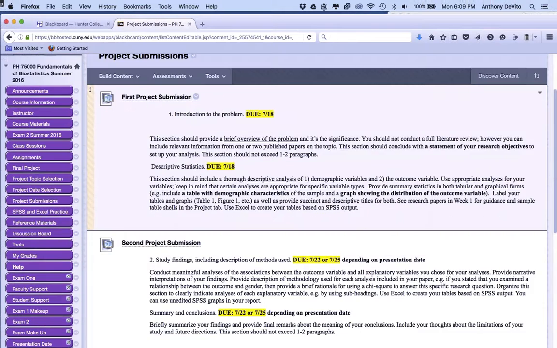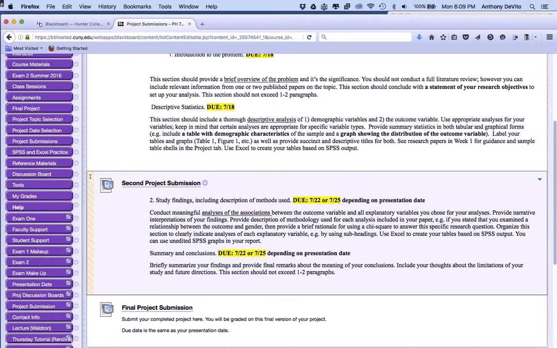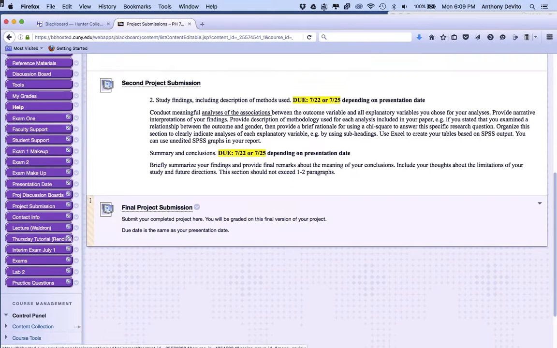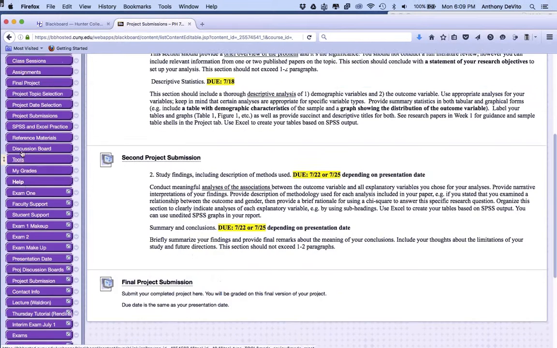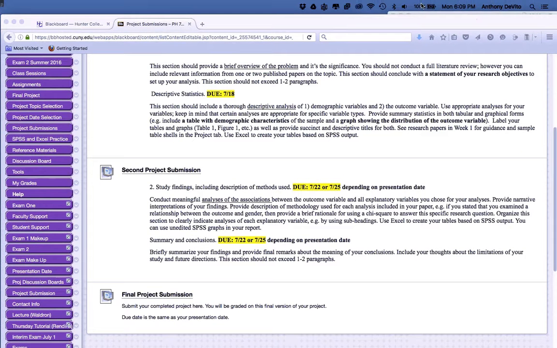I want you to submit it in stages so that if you're concerned and you need me to look at it, I can do that. And then the final project submission again is based on the date. It's the same as the date that you've given your presentation. Okay, and I think that's it, right? It's not that threatening. It's not a thesis, right? And I think you have a pretty good idea what you're going to need to do.